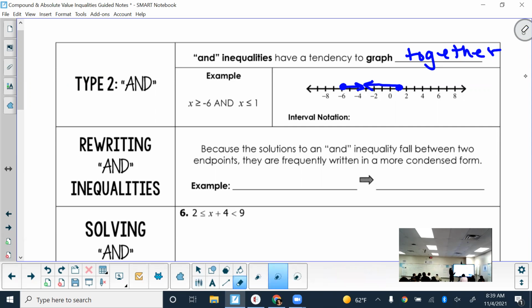So for this one, it's in the middle. I'm going to clean this up a little bit. In the middle can be our answers. So like 0, -2, -4. Those fit both requirements. They're greater than or equal to -6 and less than or equal to 1. Questions there?